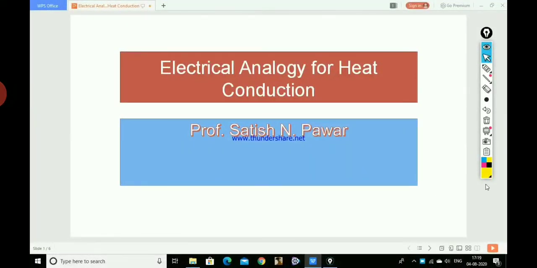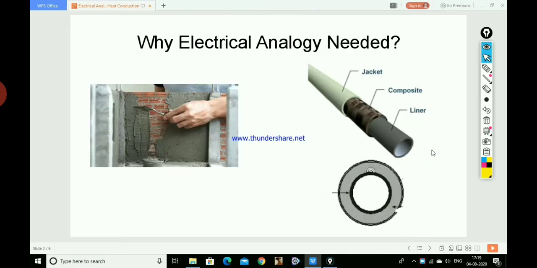Good morning, friends. In this lecture, we will see the electrical analogy for heat conduction. Now, the main question is why the electrical analogy is needed. In the previous lecture, we saw that by using Fourier's law, we can calculate the rate of heat flow.